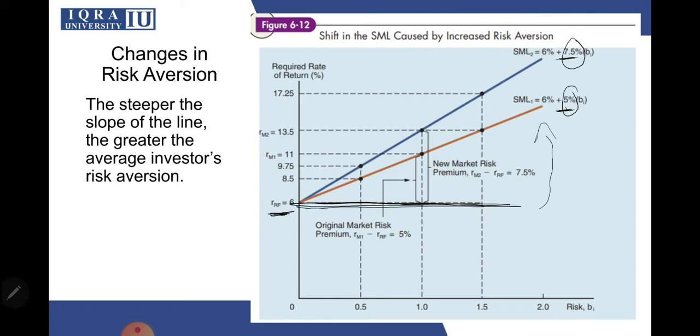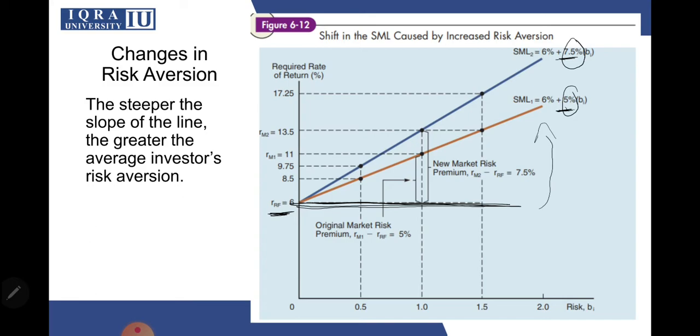So if they are more scared, you need to offer them something even more enticing, that they would want to invest in the stock market. Previously they were ready, okay, we'll invest if you give us a risk premium of 5%, but now because they're more scared, if you offer them a risk premium of 7.5%, they are more likely to invest in the market.